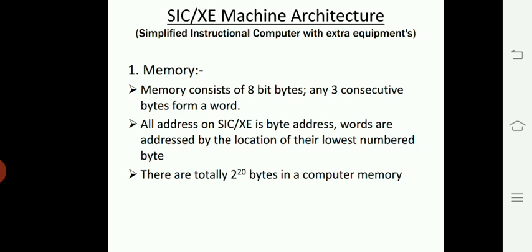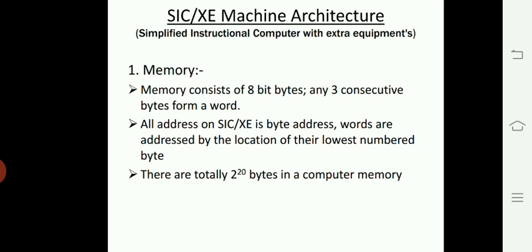The SIC/XE machine contains memory made of bytes. 8 bits is called a byte. Any 3 consecutive bytes form a word. All addresses on SIC/XE are byte addresses. So memory being byte addressed means the address is given to the byte, not to the bit. Words are addressed by the location of their lowest numbered byte.